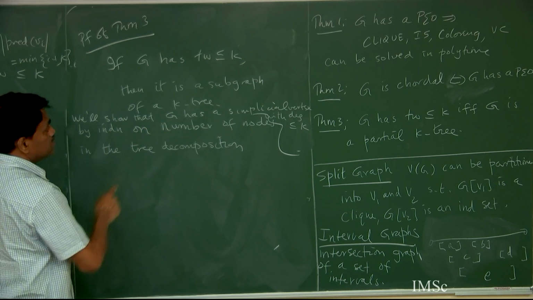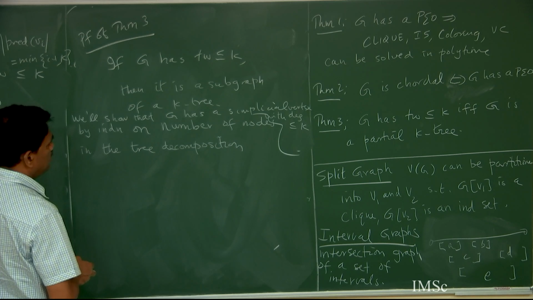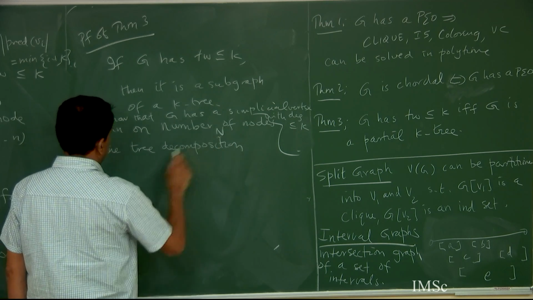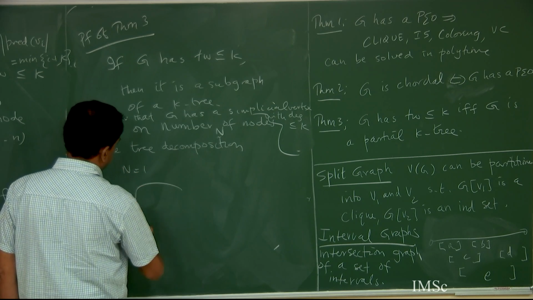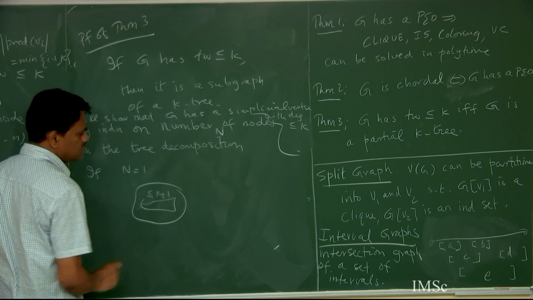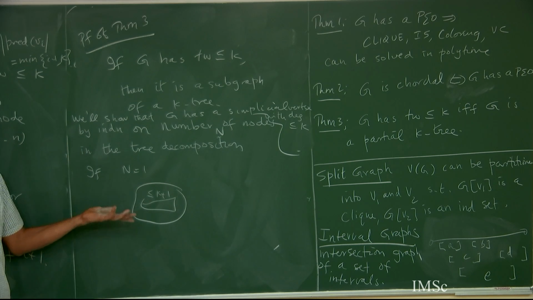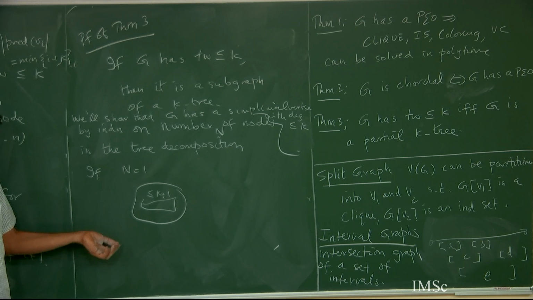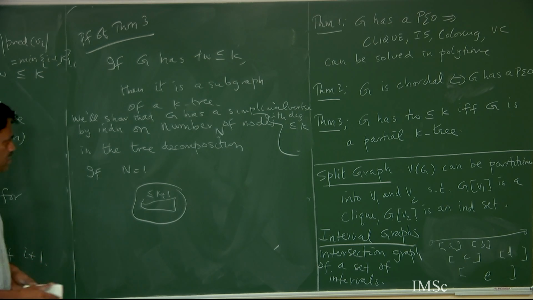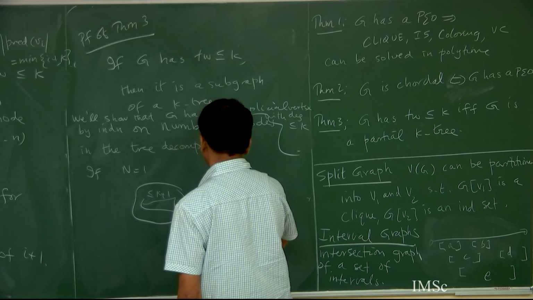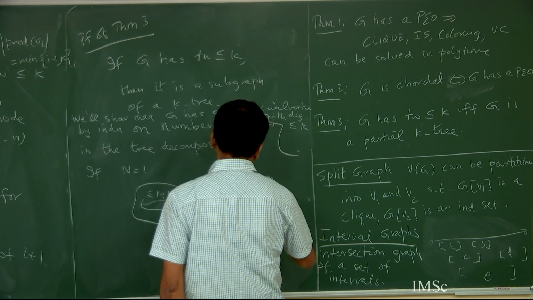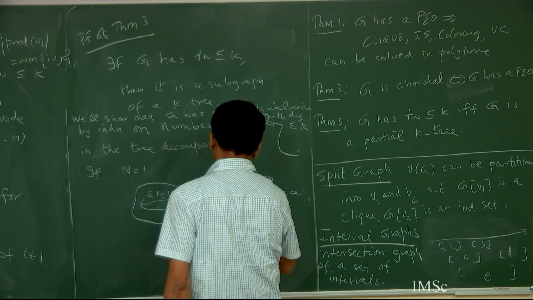So the existence of a simplicial vertex we will show by induction on the number of nodes in the tree decomposition. Let's call this n. If n is 1, then what does it mean? I have one node, there is a bag which has at most K plus 1 vertices, right? And that's a clique because I've just made every bag into a clique. So there is a simplicial vertex whose predecessors are at most K, right? A bag, so we are done.